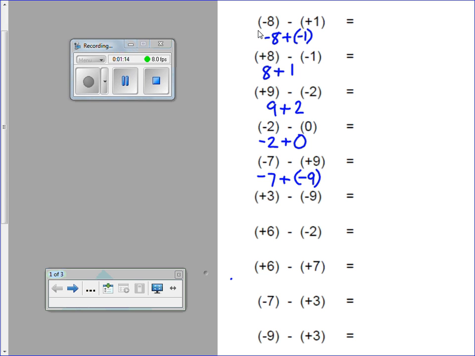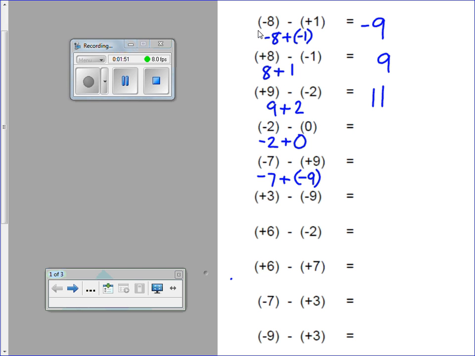Now, I'm just referring back to what we just talked about when we're talking about our rules for adding integers. If you can change it to a plus and change the second number to its opposite, all you have to do is go back and do what we had already done. So a negative plus a negative, all we're doing is making it more negative, so we get -9. 8 plus 1, shouldn't have to talk about that. 9 plus 2, again, we should be pretty good with that.